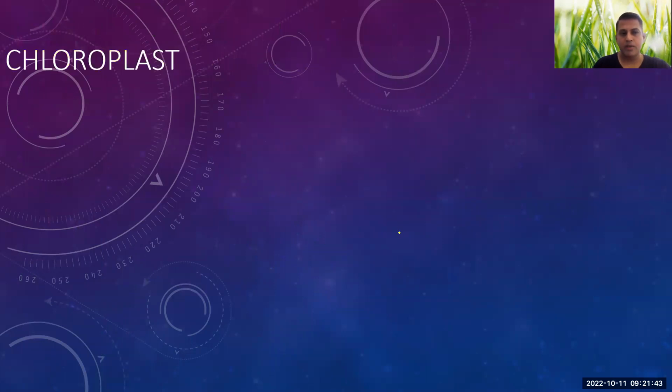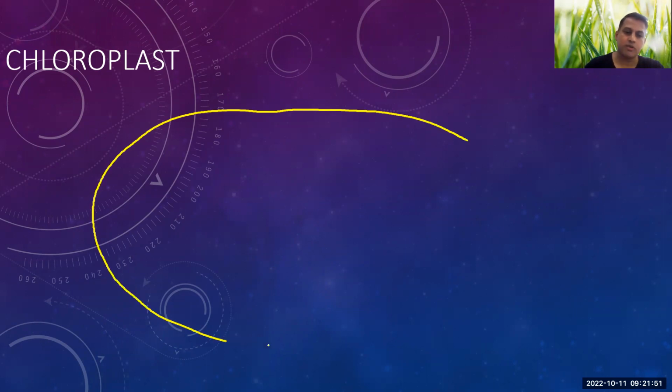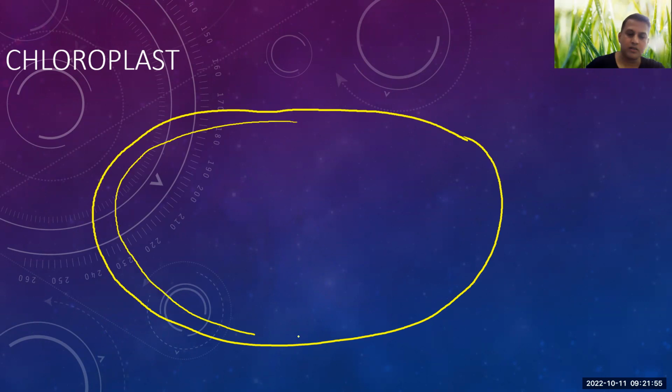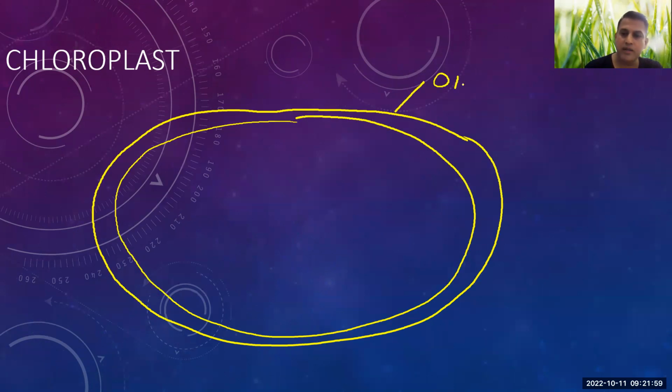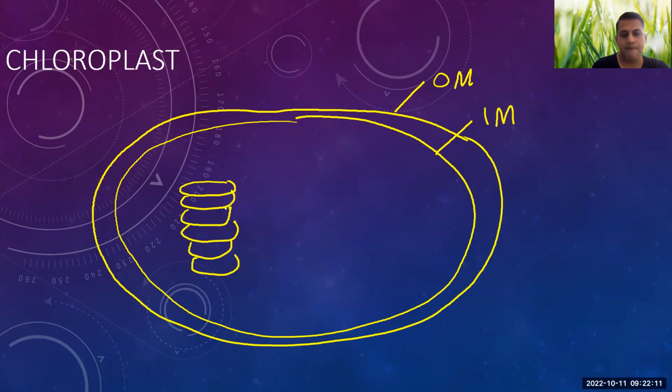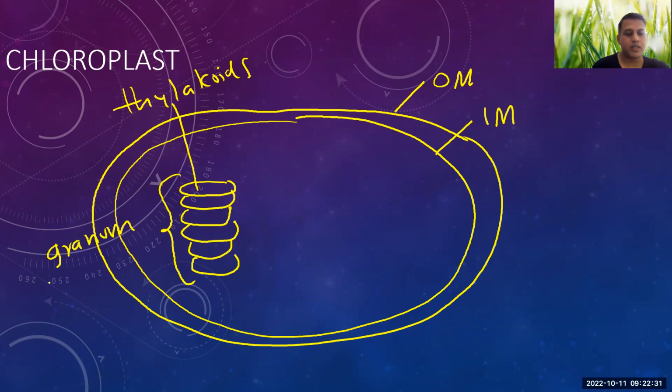Okay, when we talk about the light dependent reaction, we have to learn about the chloroplast. So we have to recall the structure of the chloroplast. It has two membranes. One is called the outer membrane, and this is called the inner membrane. And inside, we can find a very important structure called thylakoids. We see a collection of thylakoids, not a single thylakoid. And the structure is called granum. Granum is singular, the plural is grana.